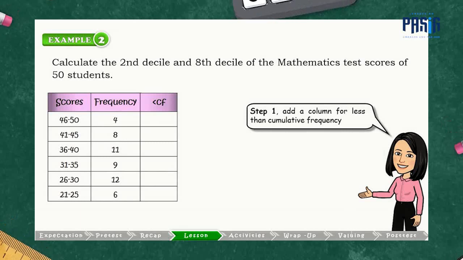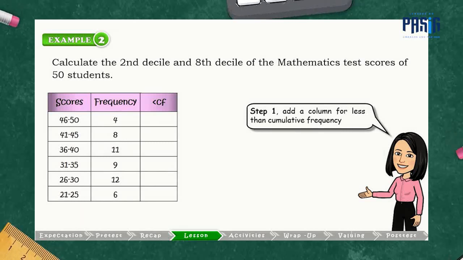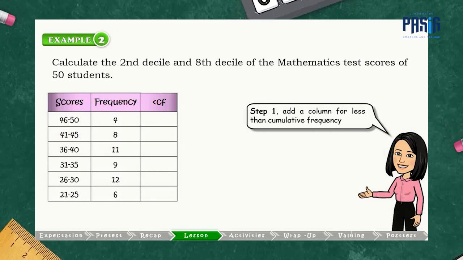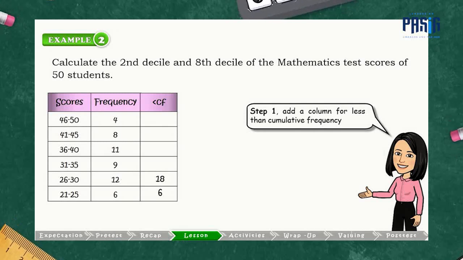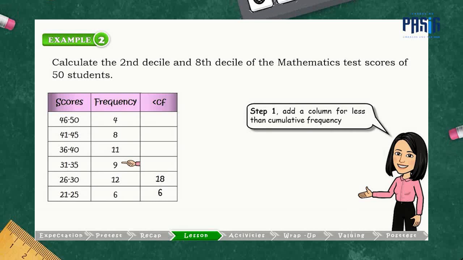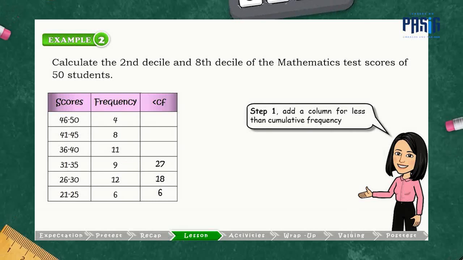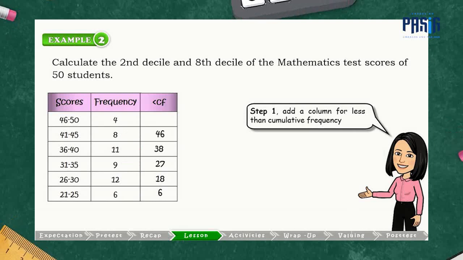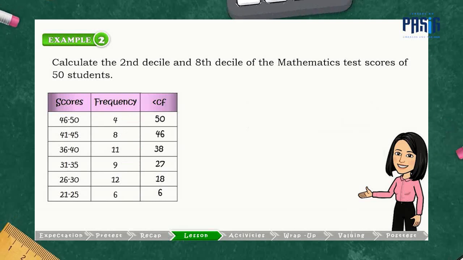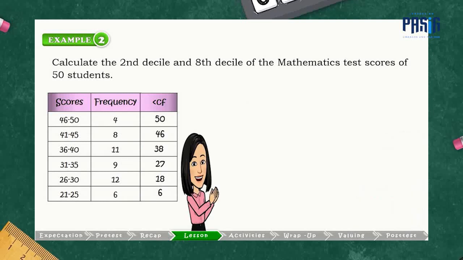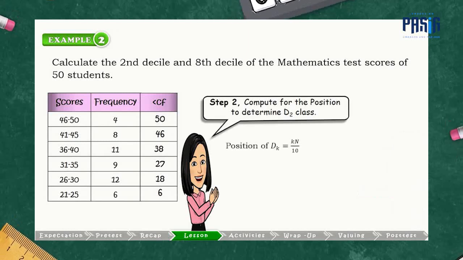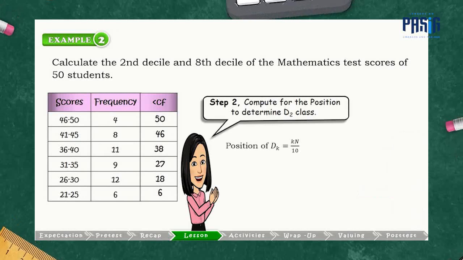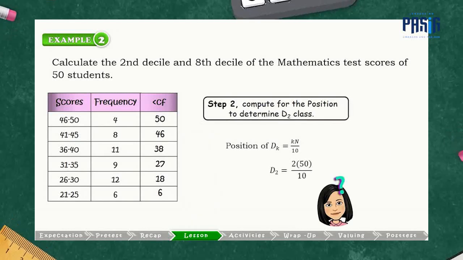Since the nearest class interval is 21 to 25 and its frequency is 6, we will just copy 6. Next, 6 plus 12 is 18. Then, 18 plus 9 is equal to 27. And so on until we verify that there are 50 students who took the exam. After completing the table, compute for the position to determine the D sub 2 class. Using this formula, we will be able to find where the second decile is located. What will be our answer if we substitute and evaluate the values of k and n?